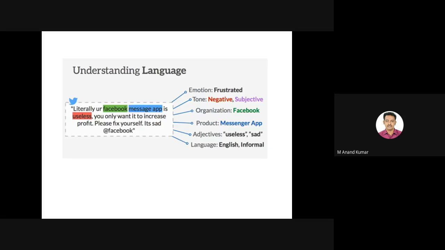Also, in the morning I explained how a system understands language. Say there is a tweet: "Literally, your Facebook message app is useless. You only want it to increase profit. Please fix yourself. It's sad, at Facebook." So people are talking about Facebook. The organization is Facebook, but I'm talking about a particular product of Facebook, that is the message app. The sentiment I'm giving is "useless", I'm using adjectives, so my tone here is a negative tone.